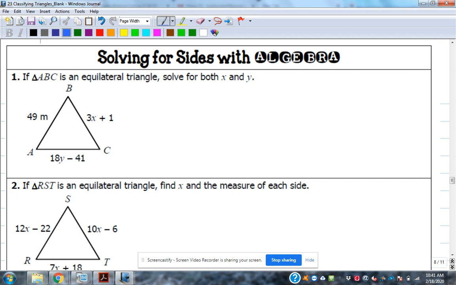Okay, so solving with algebra, if we know the sides. Here it tells us the triangle ABC is equilateral. It wants us to solve for both x and y. So if we know it's equilateral, what do we know about all sides? They're all equal to each other. So if we know that side AB is 49, then side BC has got to be 49. So we just set up 3x plus 1 equals 49. Solve that.